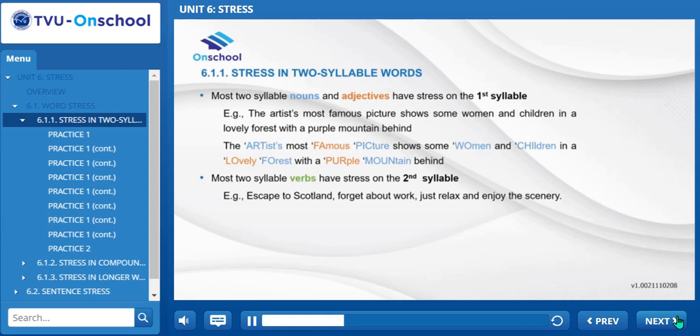Okay, the verbs in this sentence are escape, forget, relax, enjoy. All of these words are stressed on the second syllable. Escape, forget, relax, enjoy. Try to read this sentence again. Remember to read the stressed syllable in a louder, higher pitch.